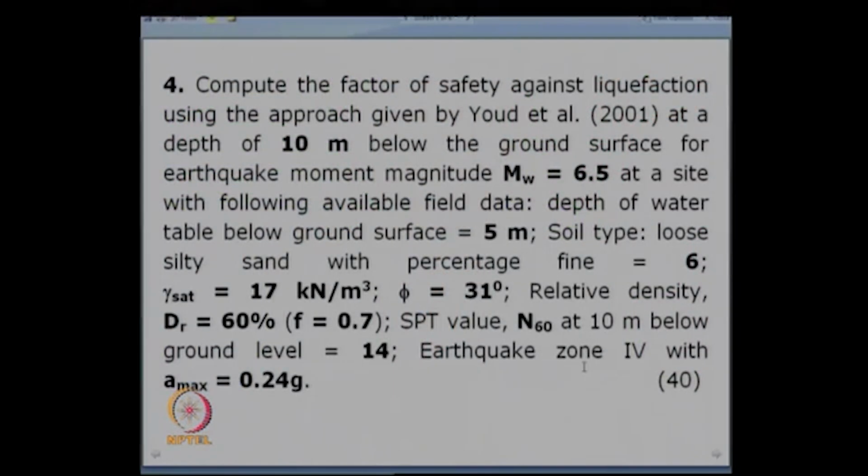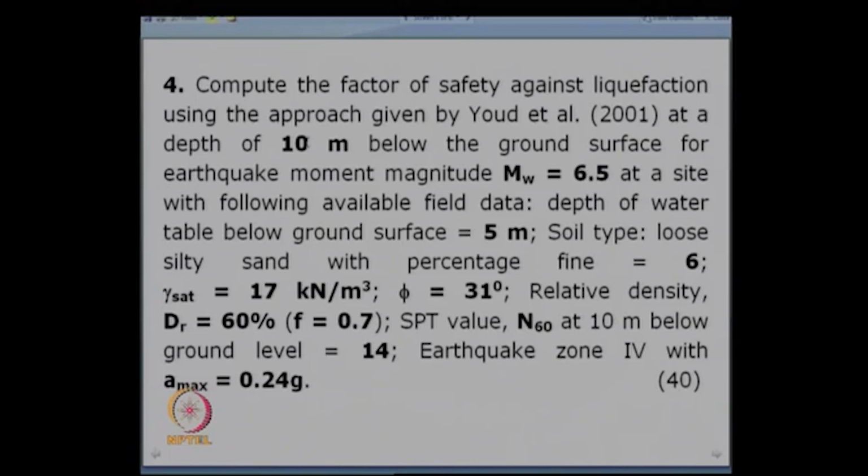Earthquake zone is given as zone 4 as per our Indian earthquake code IS 1893, with the value of A max which can be considered as 0.24 times g. The marks for this question can be kept as 40 marks. So, a total of 100 marks for this test with these 4 questions.